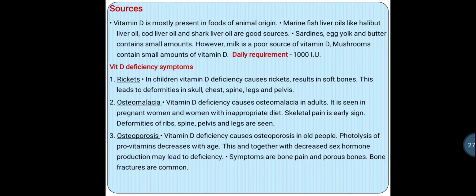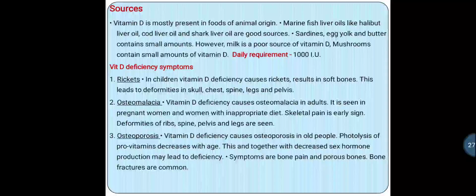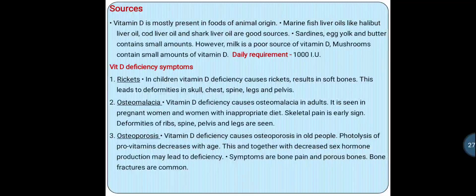So rickets is a disease which generally occurs in children, that is the bones become softened or there are easy fractures of the bones or deformities in the bones of the skull, chest, spine, legs and the pelvis. The next is osteomalacia. Vitamin D deficiency causes osteomalacia in adults. It is seen in pregnant women and women with an inappropriate diet.